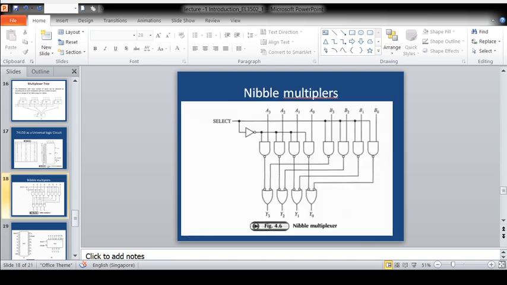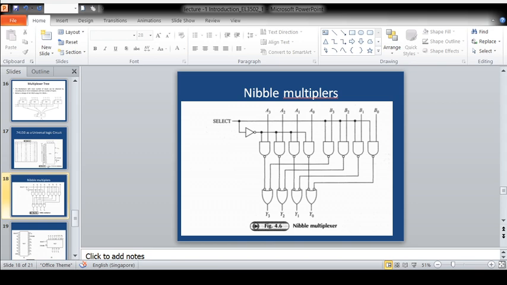Next topic is the nibble multiplexer. What is the difference between the previous multiplexer and this multiplexer? In the previous multiplexer, whichever data you select, it is either high or low, and only 1 bit is there. So it is called a 1-bit selector multiplexer.